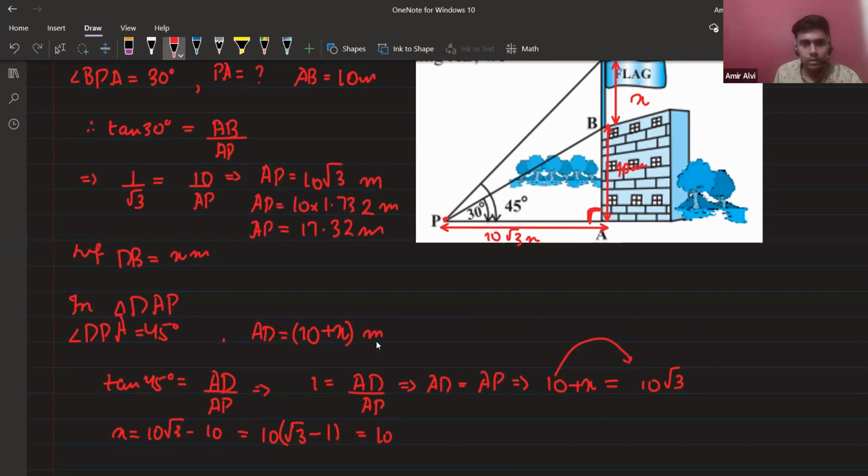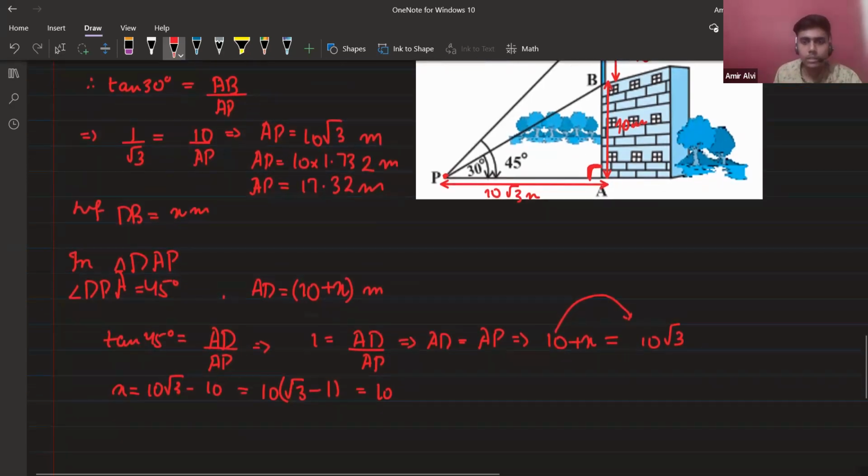Sir, AP is equal to 10 plus X? How did we get root 3 here? AD is equal to 10 plus X, and AP is equal to 10 root 3. AD and AP are equal. Got it? Yes, sir.